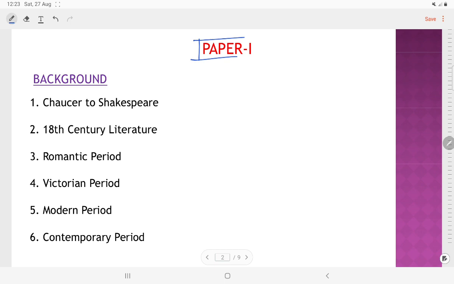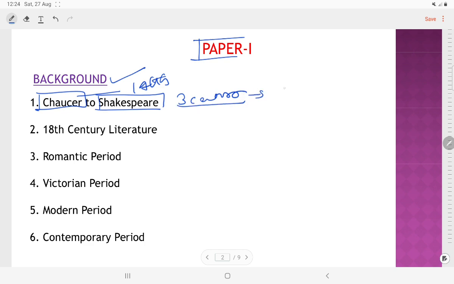Okay, coming to the topic, let us see what are the chunks they have given in this syllabus. So a very important part is background. To understand literature, we must know the background of each work or the writer's background. From the beginning they have given Chaucer. Chaucer's 14th century is the beginning of English literature, what we consider up to Shakespeare. So almost 3 centuries will be covered here. In between, you have to know the important events and literary production.